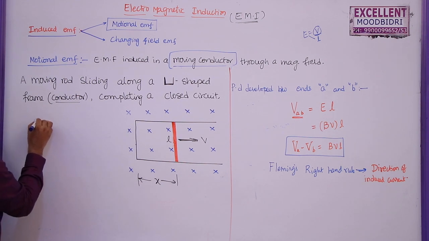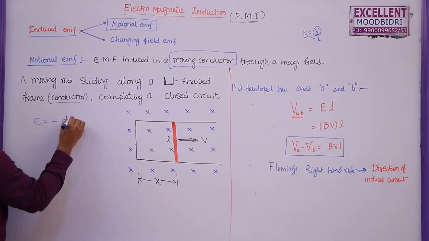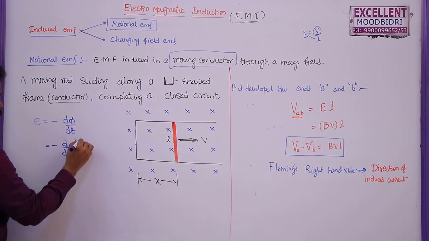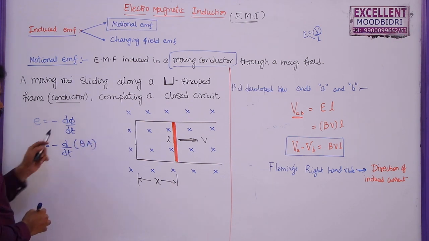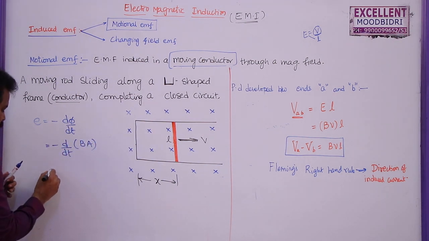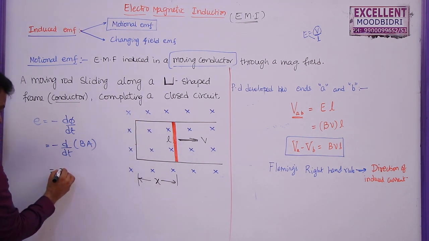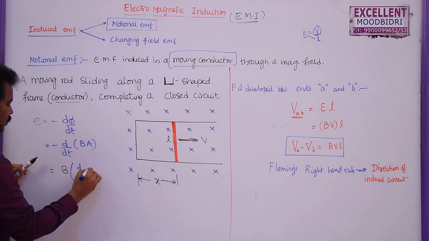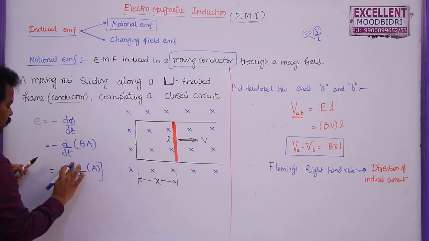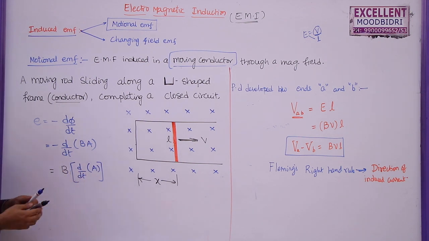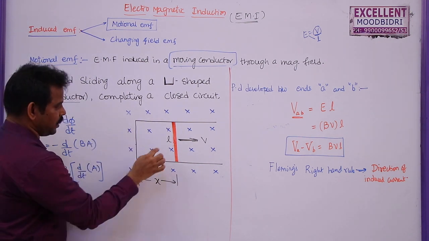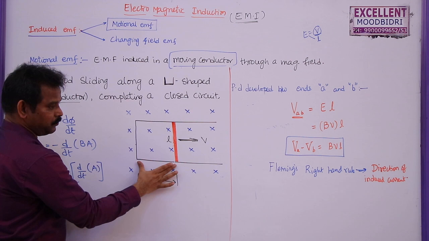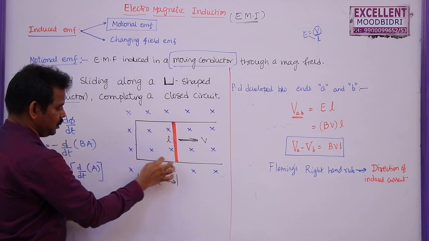So EMF induced is given by minus d phi by dt, which is equal to minus d by dt of BA, because flux is equal to BA here. Now as the magnetic field is constant here, let me bring B outside. The remaining term is d by dt of A. What is this A? A is the area that is changing here. In this diagram, L is the length of the conductor, X is the width of this frame. So the area of this one is equal to L into X.